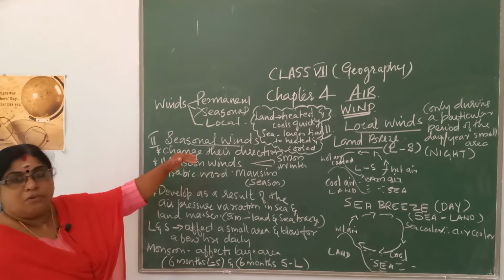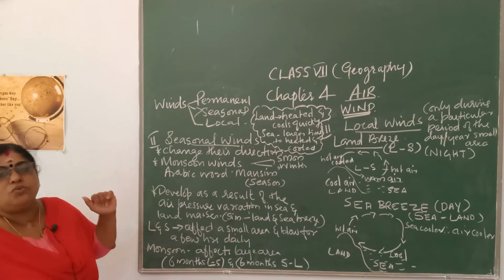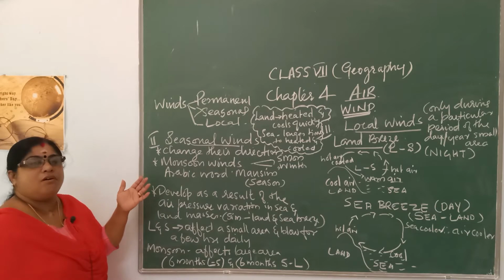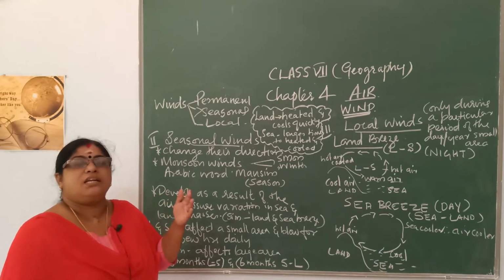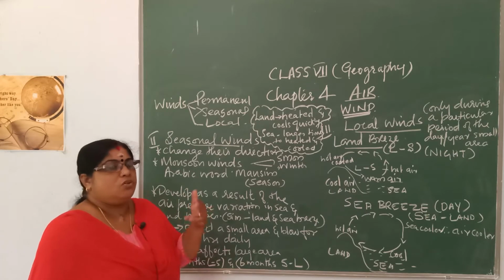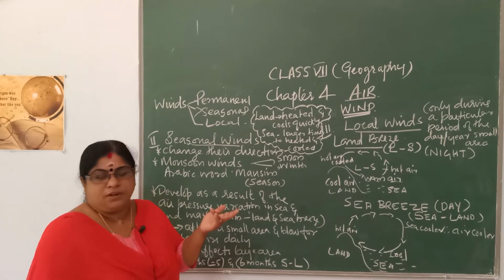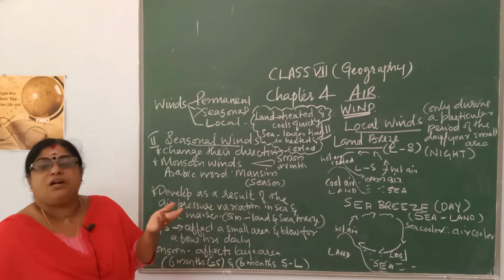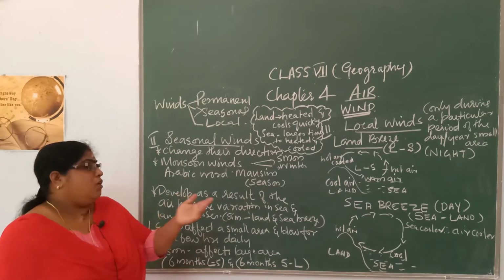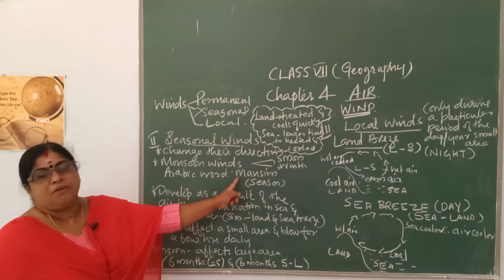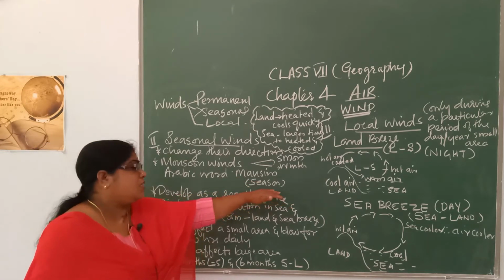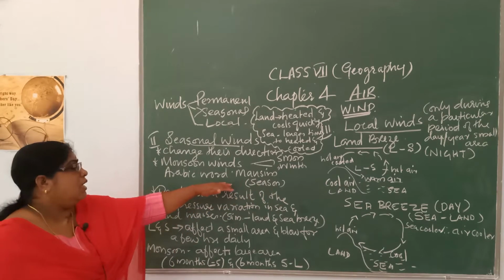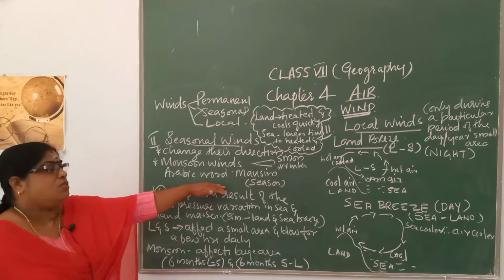The best example for seasonal wind is monsoon winds, and in India we have monsoon winds. Specifically, our climatic conditions are determined by the monsoon wind. Monsoon is a word derived from an Arabic word mausim, M-A-U-S-I-M, which means season. You will be learning it in further classes again in detail.